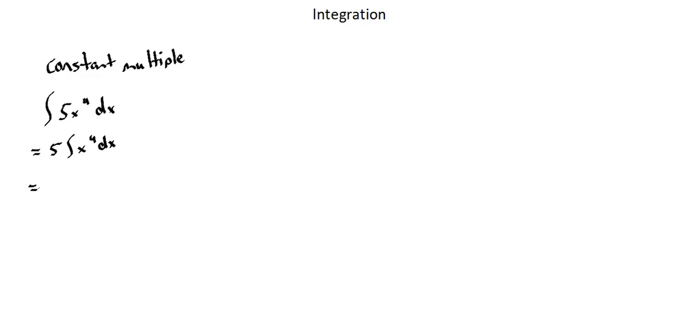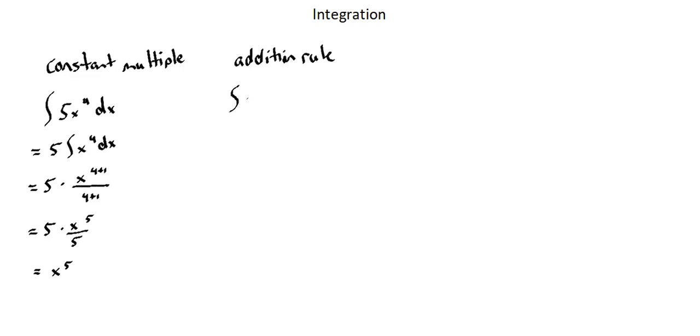I continue to integrate. This will be 5 times x to the power of 4 plus 1 over 4 plus 1, which is 5 times x to the power of 5 over 5, which equals x to the power of 5. Next, let's consider the addition rule.